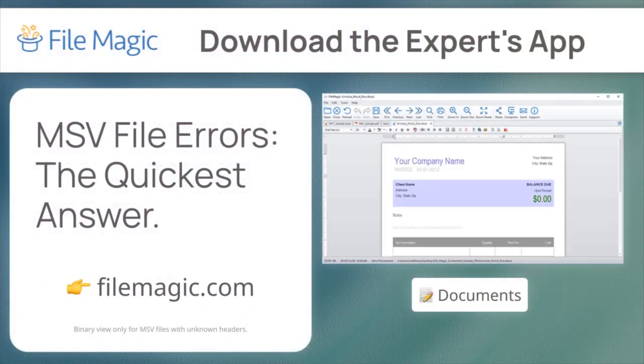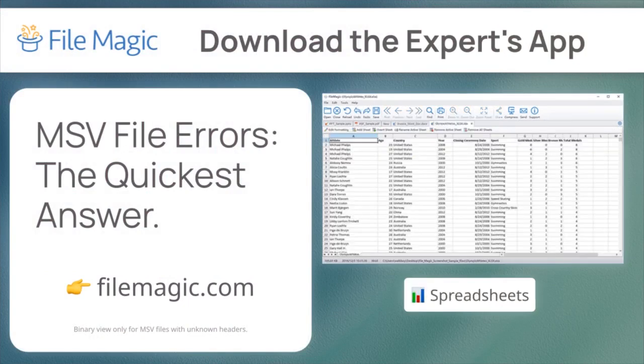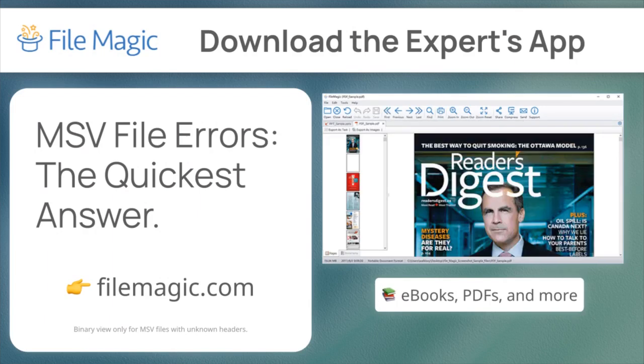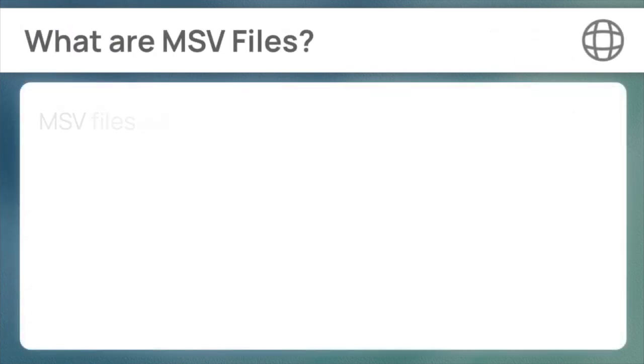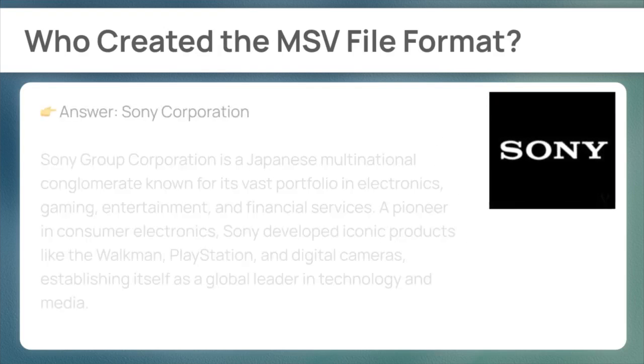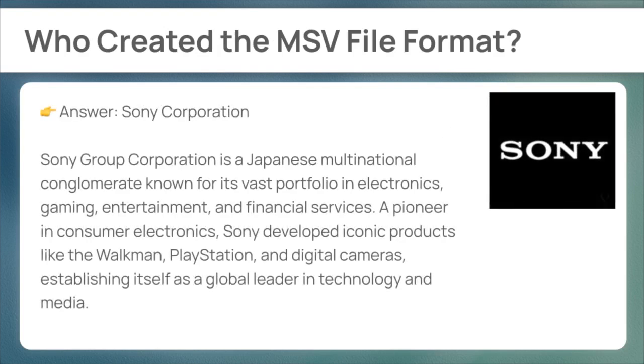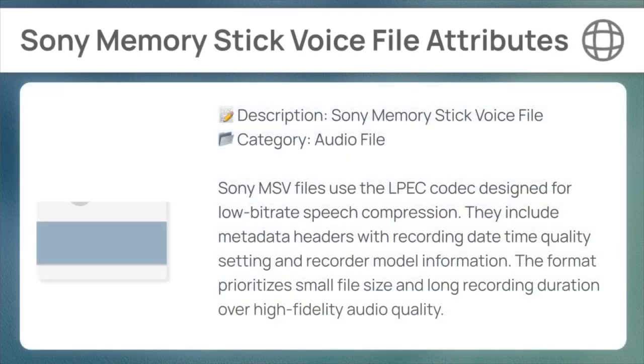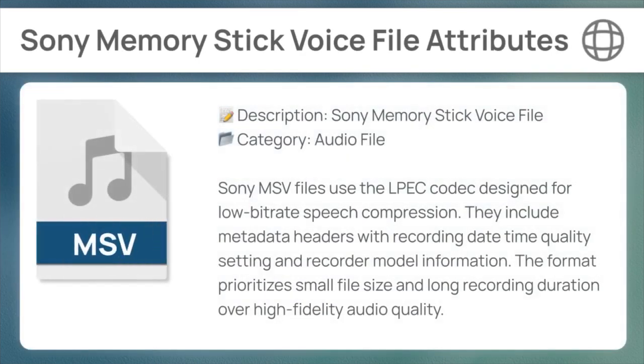We will demonstrate the power of a single MSV file inspection application that effortlessly manages complex troubleshooting across all file formats. MSV files are voice recording files from Sony digital voice recorders stored on memory stick media. They contain compressed speech audio captured by Sony ICD series voice recorders using Sony's proprietary LPEC low-power enhanced codec optimized for voice dictation. Sony MSV files use the LPEC codec designed for low bitrate speech compression. They include metadata headers with recording date, time, quality setting, and recorder model information. The format prioritizes small file size and long recording duration over high-fidelity audio quality.